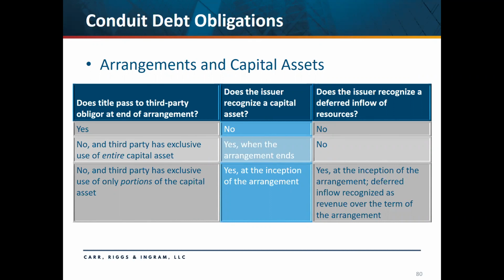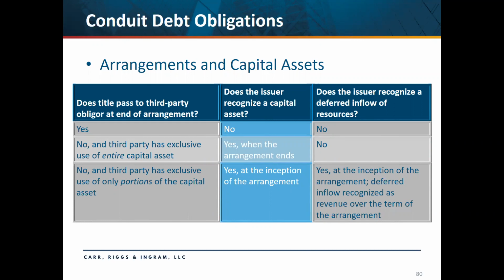And then if the title doesn't pass and the third party has exclusives the only portions of the capital asset, yeah, you have a capital asset at the inception of the arrangement, and you would have deferred inflow of resources related to the inception of the arrangement as well. So again, the way these clauses work are going to be significantly important.